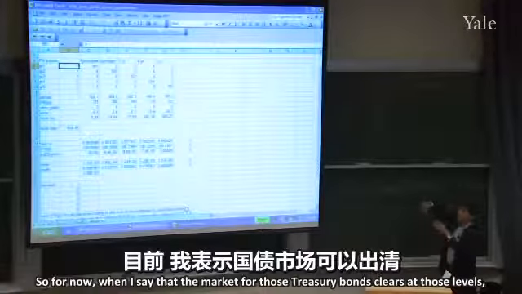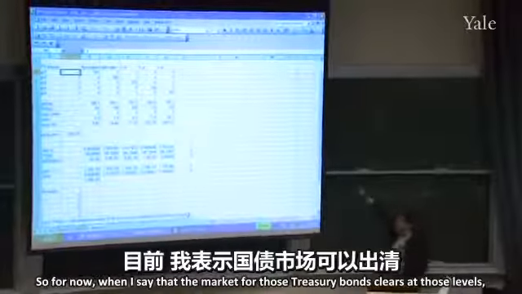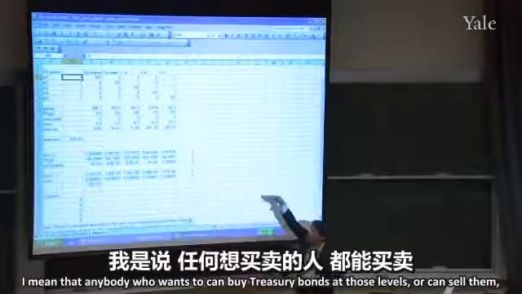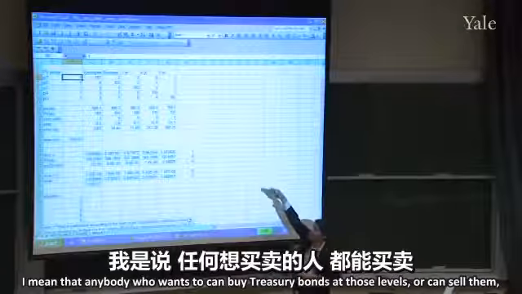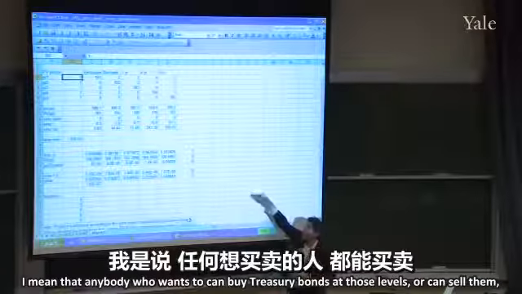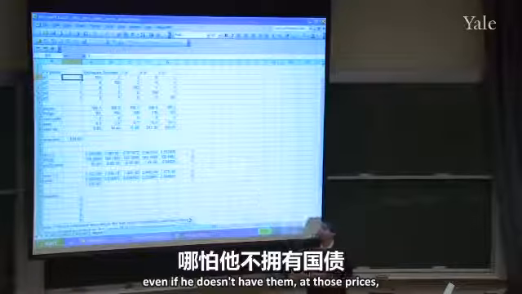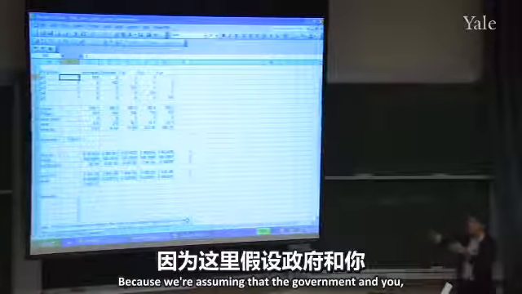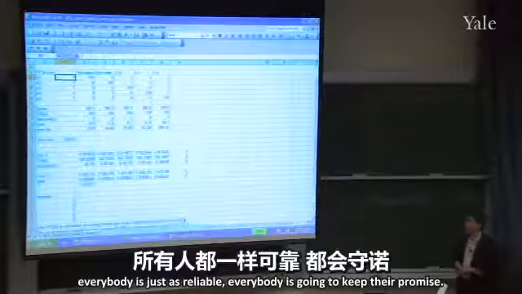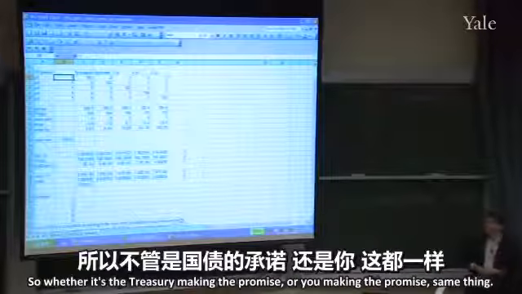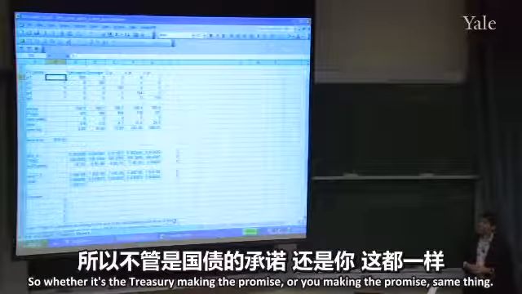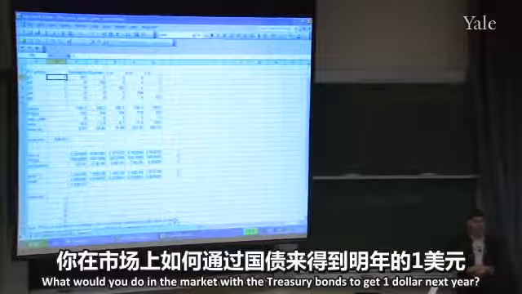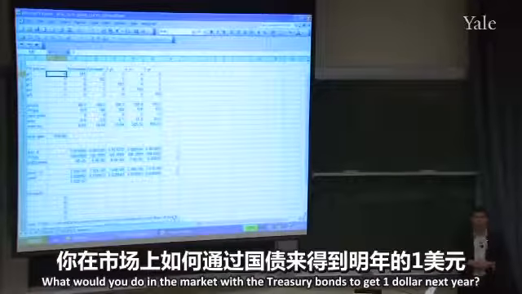So for now, when I say that the market for those treasury bonds clears at those levels, I mean that anybody who wants to can buy treasury bonds at those levels or can sell them, even if he doesn't have them, at those prices by making the promise of what the treasury bond does. Because we're assuming the government and you, everybody is just as reliable. Everybody's going to keep their promise. So whether it's the Treasury making the promise or you making the promise, it's the same thing. Okay, so how do you buy $1 next year? What would you do in the market with the Treasury bonds to get $1 next year?